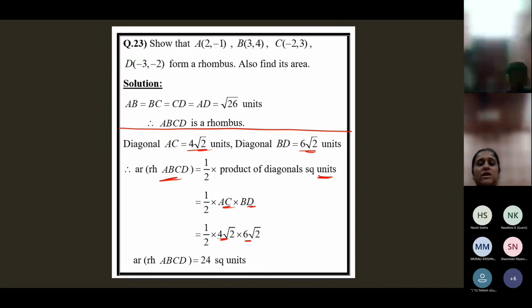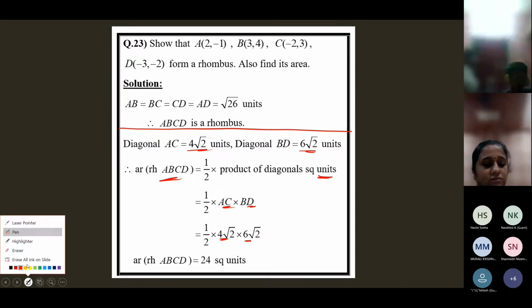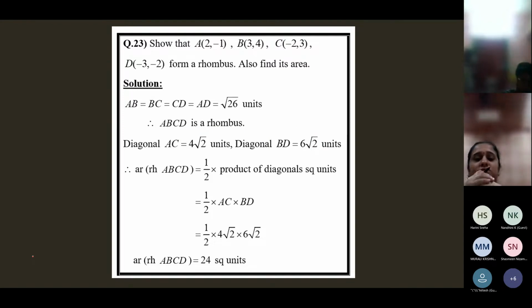So yeah, you know how to calculate. Make a note of this, children. Please take down this. You can maybe write it like this.